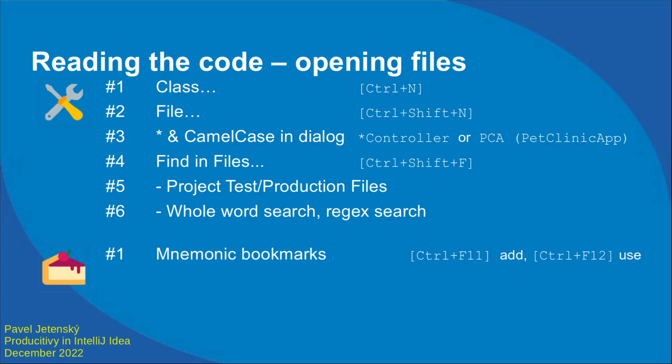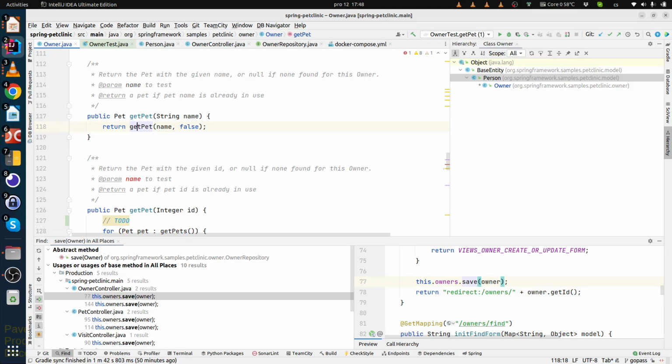Cherry tip number 1 regarding opening files: mnemonic bookmarks. Based on my own survey, only just one fifth of the developers are using them. However, they are great. So let's see what it is about. Often when you work on a project which is long term, you tend to go back again and again to the same files because there are some places which you edit or view more often.